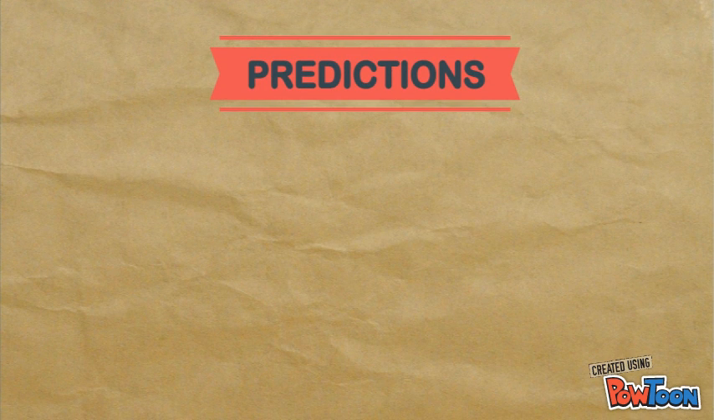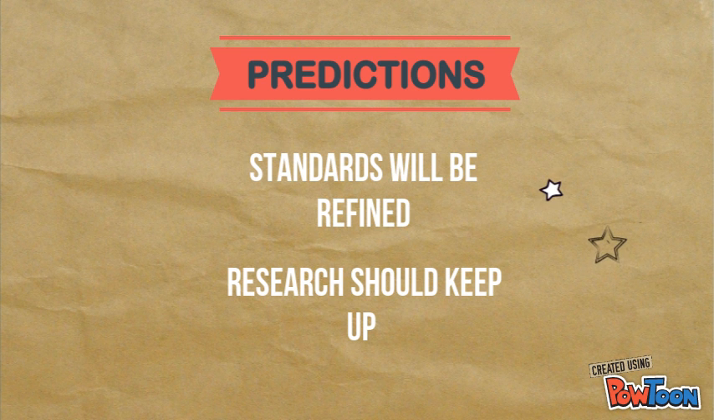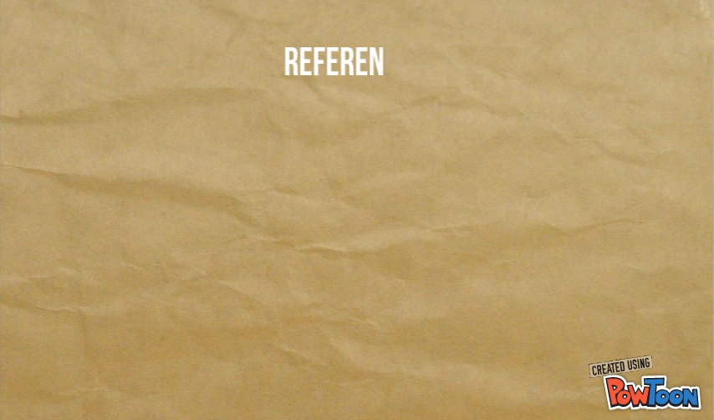Anderson and Dexter predicted that the standards would be refined over time, and a research agenda on technology leadership should keep up with such changes and monitor the evolving capacity in schools for technology leadership. Have they done that? You can decide.